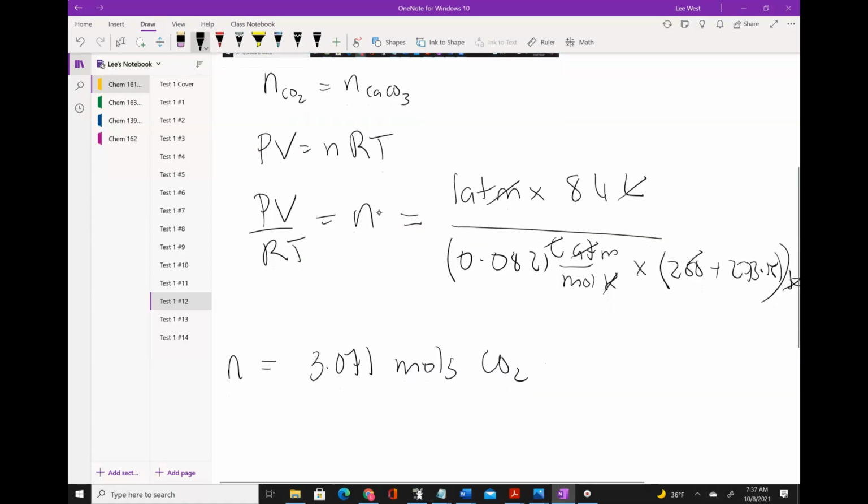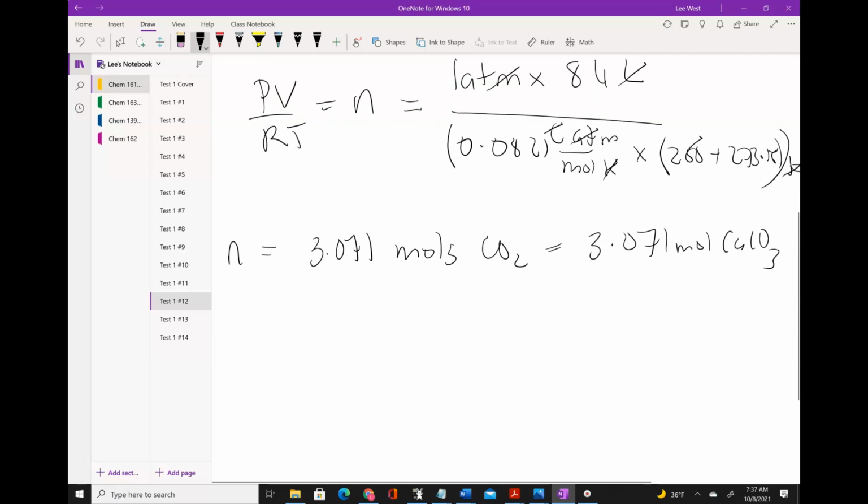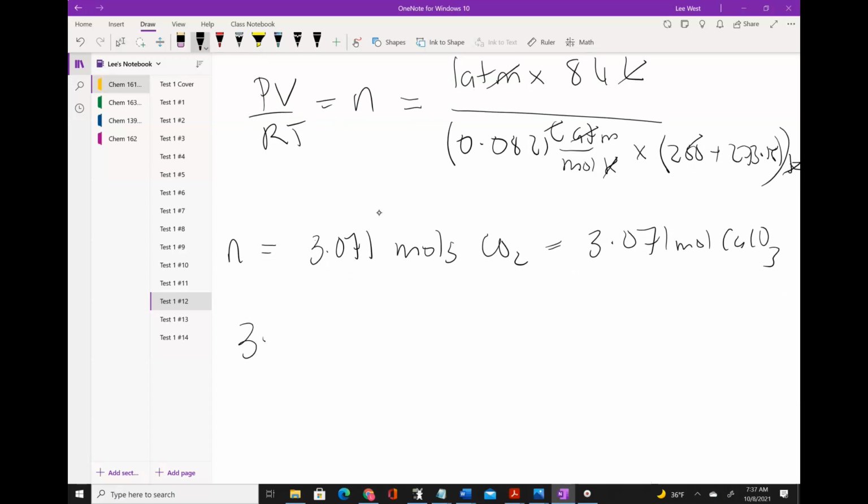Now we also know that this means that there is 3.071 moles of my calcium carbonate. So all I got to do now to get my grams of calcium carbonate is multiply that by its molar mass.